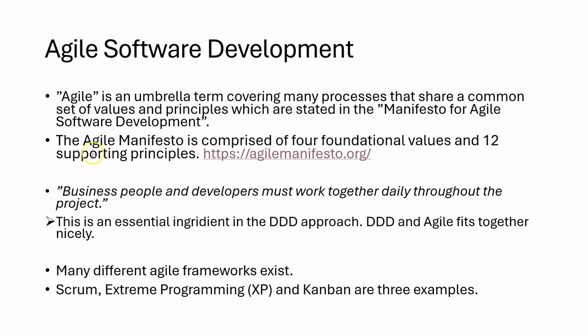so as I said, the Agile Manifesto is comprised of 4 foundational values and 12 supporting principles, and you can read about it here on this link. And we also saw that one of the principles was that business people and developers must work together daily throughout the project. And this is then an essential ingredient in the domain-driven design approach, meaning that domain-driven design and Agile fits together very nicely. Many different Agile frameworks exist, and Scrum, Extreme Programming, and Kanban are 3 examples. So let us look at these.